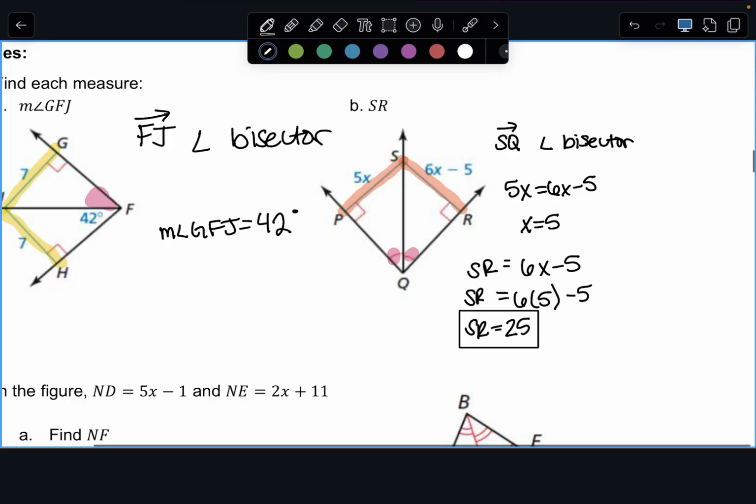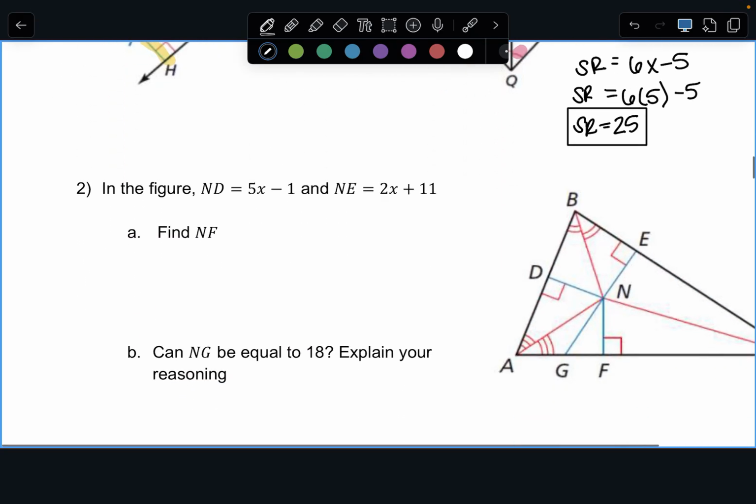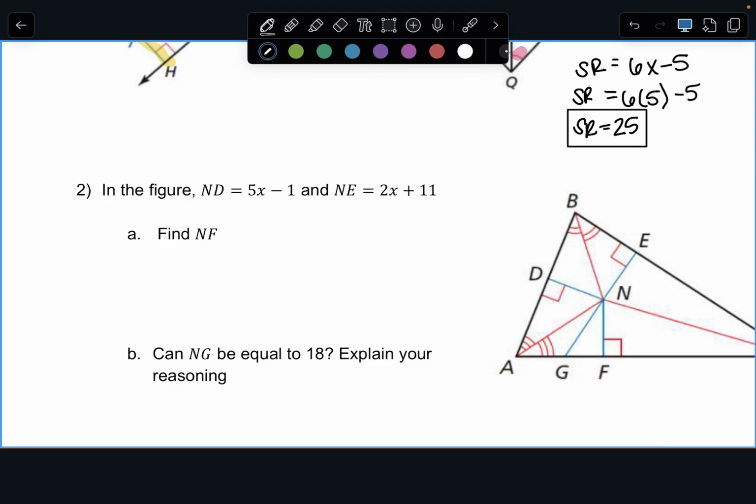So again, this one used the actual theorem. We got an angle bisector, so we set the segments congruent. In this one, the segments were congruent, so we made it an angle bisector. Okay? Questions on those two? Okay, we're going to bump it up a notch.